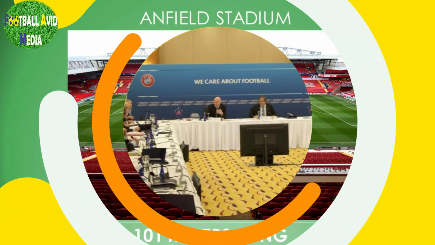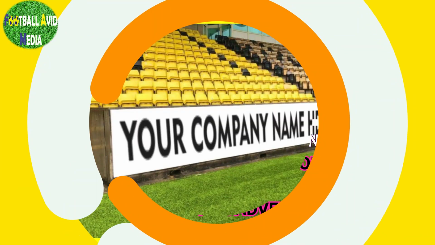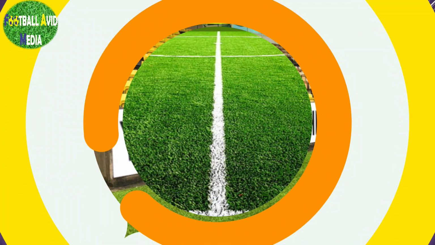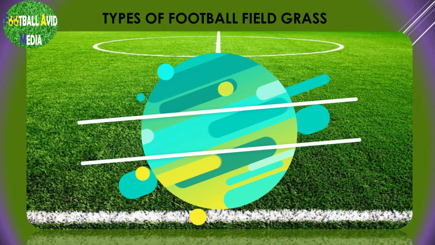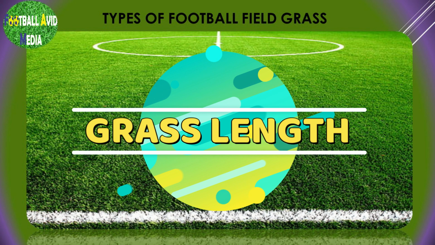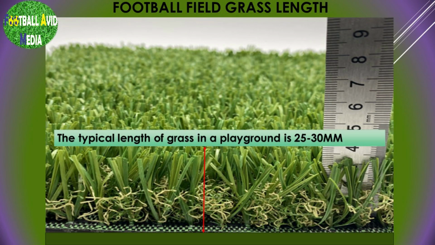As per UEFA guidelines, there must be an additional 1 to 3 meters beyond the sidelines for advertising boards. Talking about the football or soccer field grass length. The typical length of grass in a playground is 25 to 30 millimeters.